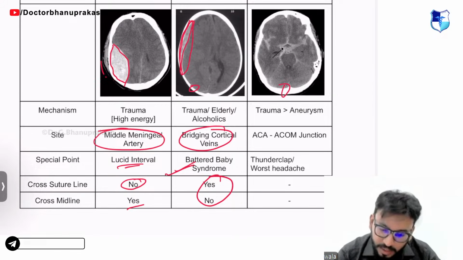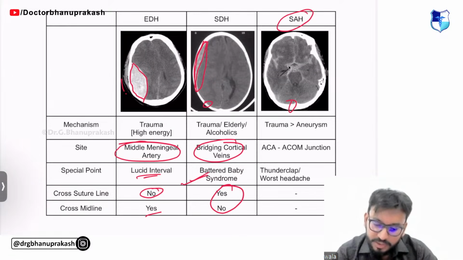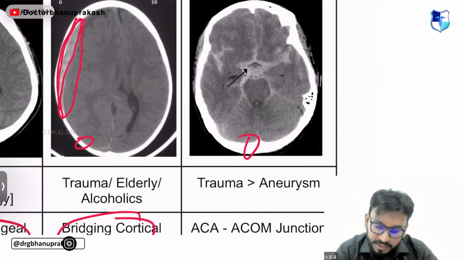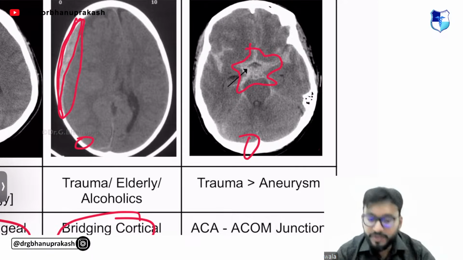And the last one, the most dangerous one of them all, is the subarachnoid hemorrhage. And can you see this, guys? Can you see this star that is being formed here? Okay, this is the star of death. This is a star of death, and this is subarachnoid hemorrhage. This is bleeding into all your fissures.